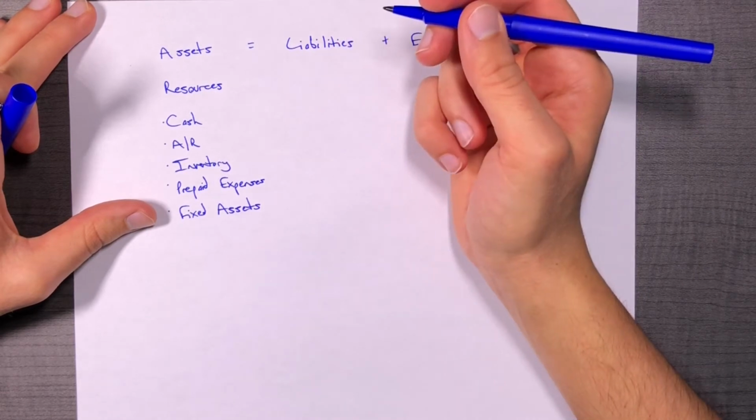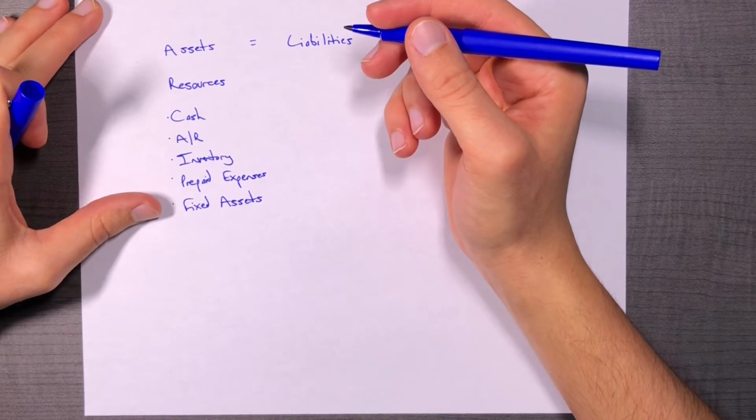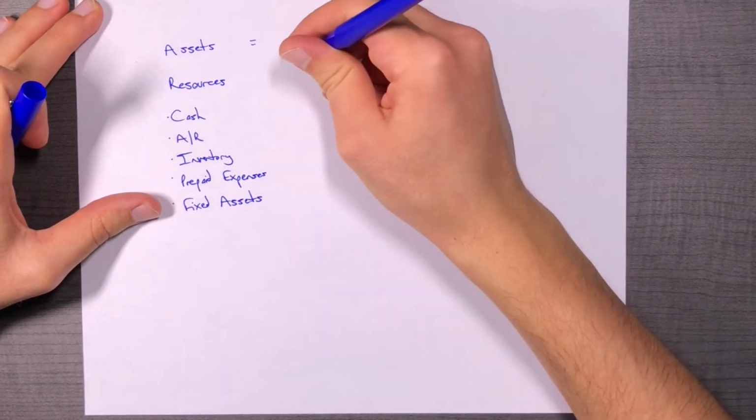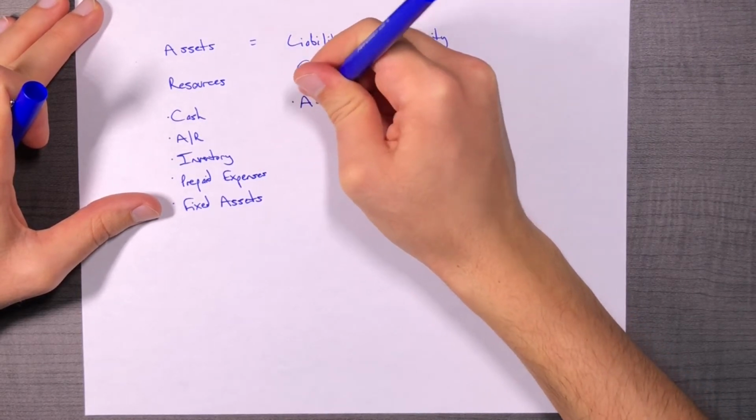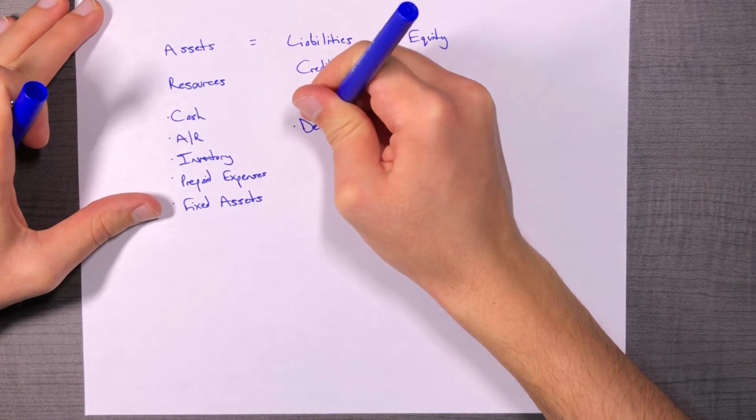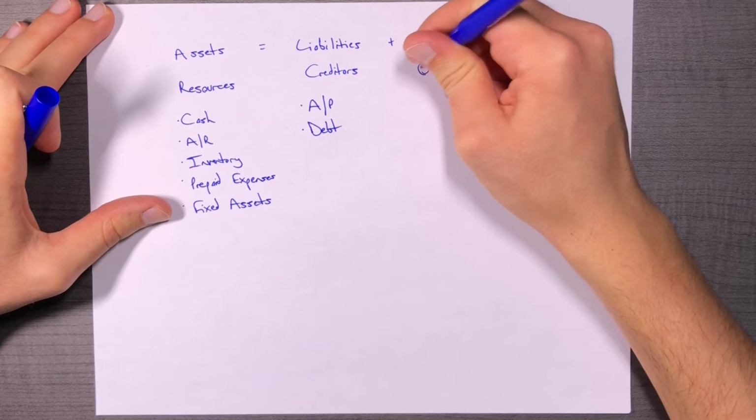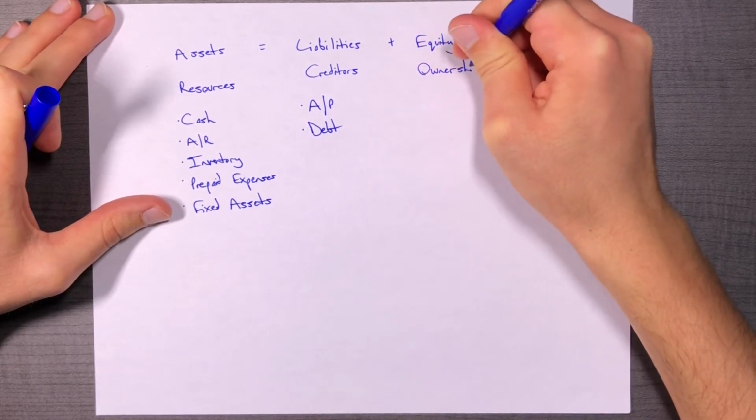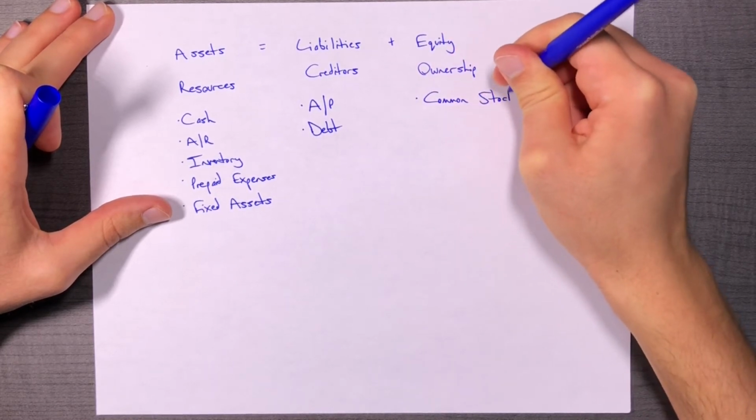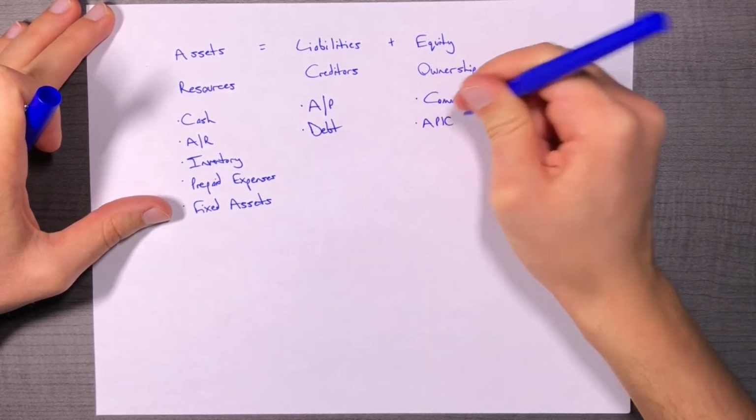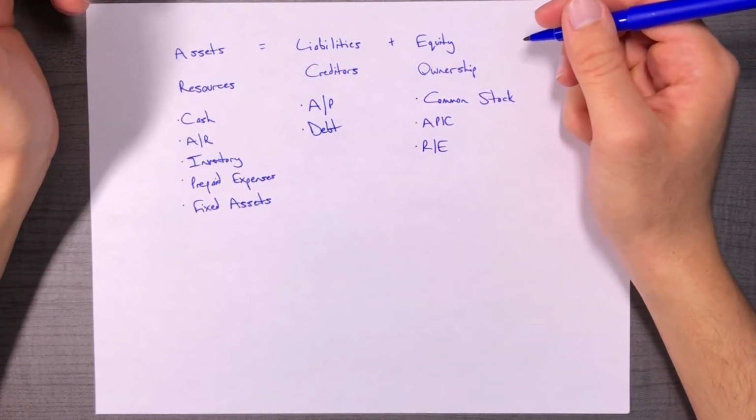On the other side of the equation, we have the obligations of the business. Another way to think of it is who has claim to our assets. With liabilities, we're talking about what we owe to creditors. So accounts you might see are accounts payable and debt. And under equity, these accounts signify what we owe to ownership of the company. So we might see common stock, additional paid-in capital, and retained earnings. And that's really all there is to it.